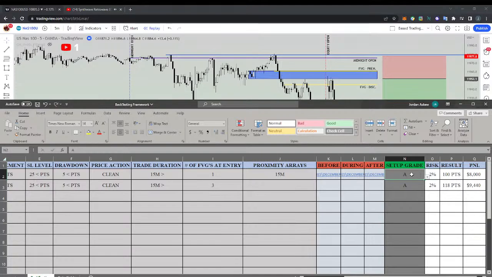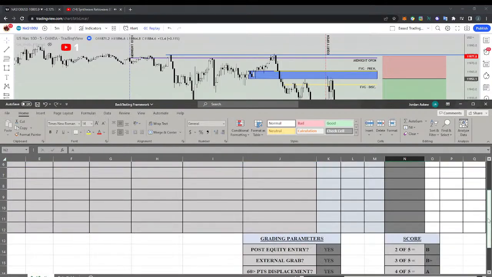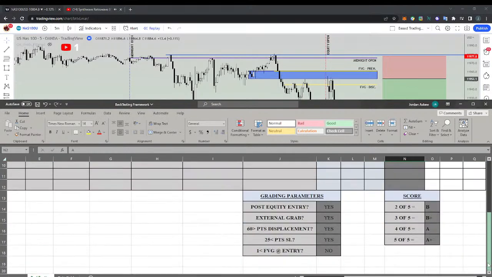So based on that, was there a proximity array? Yes, there was, right? All of those things. Did we see multiple fair value gaps before the entry happened, or was there just one in the entry area? In this case, there was just one. So let me scroll down and show you what that means. I've got a little scoring or grading table to help me choose as the setups are forming. So these are the 5 most important qualities that I've deemed to be important about my trade setups using ICT's fair value gap model.